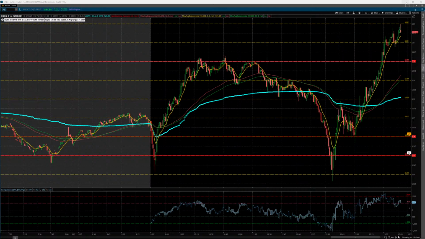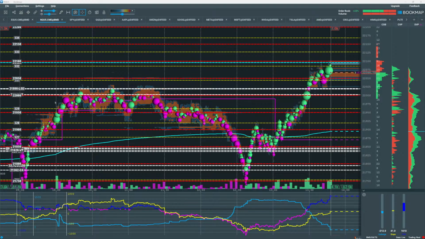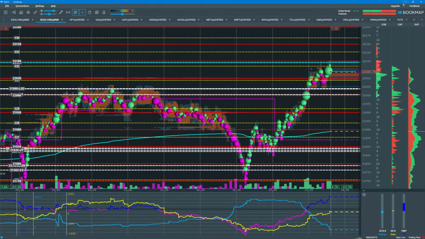All right, back to Bookmap now. So there's that 530 level. Back down to this. Let's see, what did I say that level was? Let's go back to QQQ. On the downside, 524. 524 acting as support, and now a sharp rally. We'll take a look at setups in just a couple of minutes.